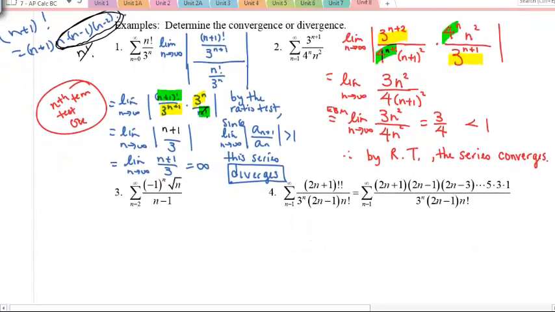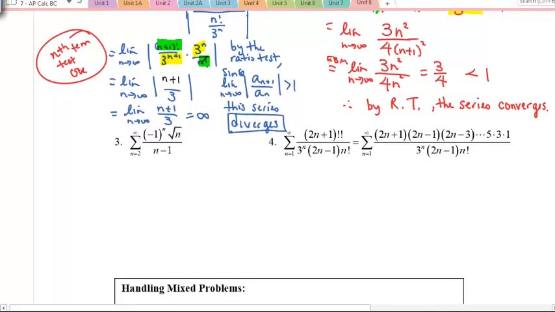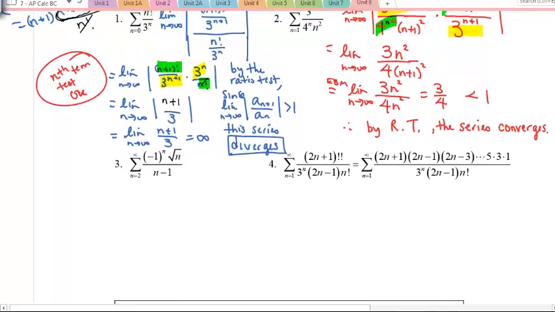Moving on to number 3. Negative 1 to the power of n. There's where my absolute value will come in quite handy, because now I really don't need to have the negative 1 to the power n affect my calculations. I guess I could put the absolute value there, but like I said, we know that if I just ignore that and use this part, I'll be fine.